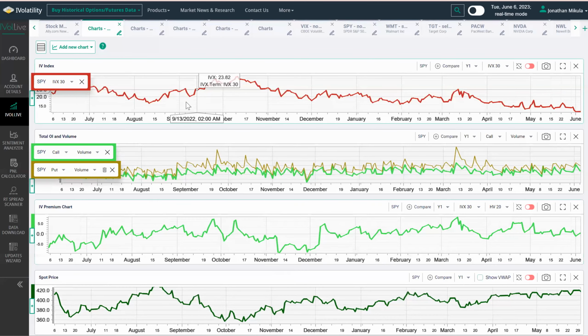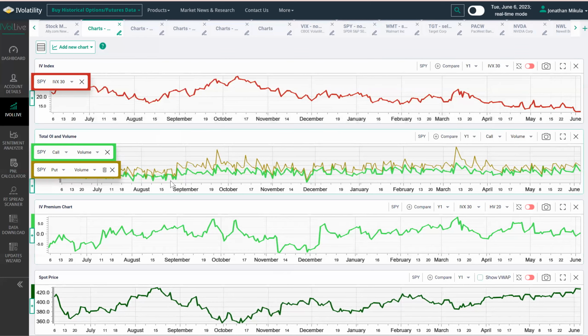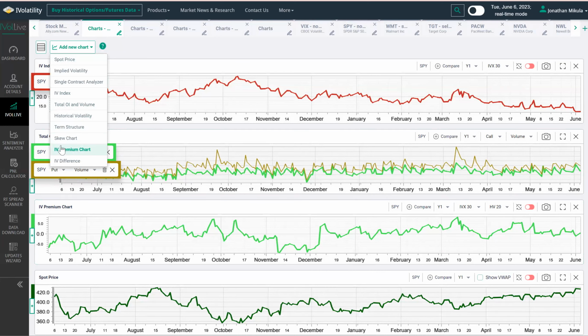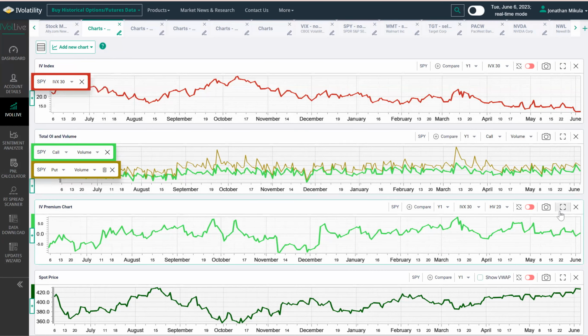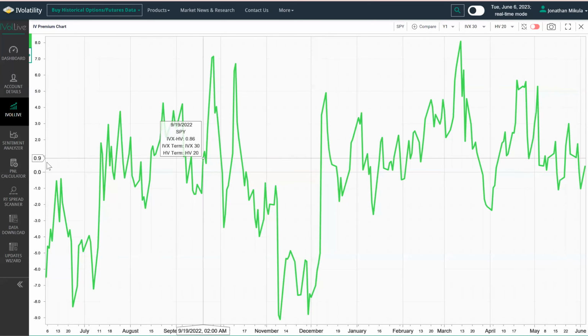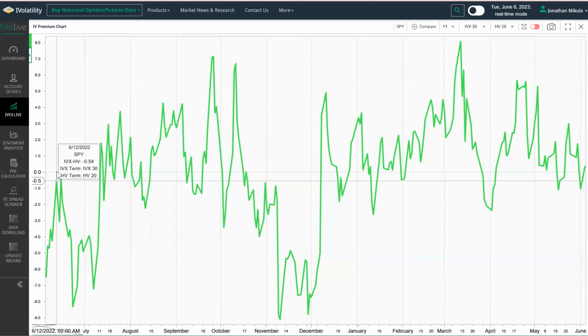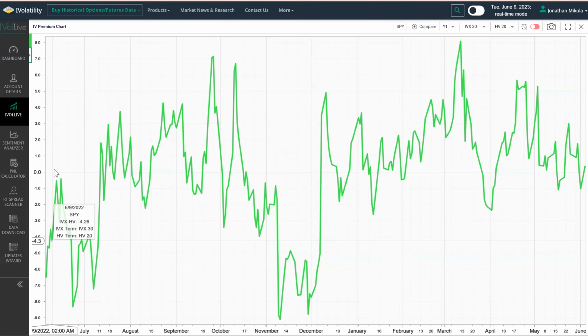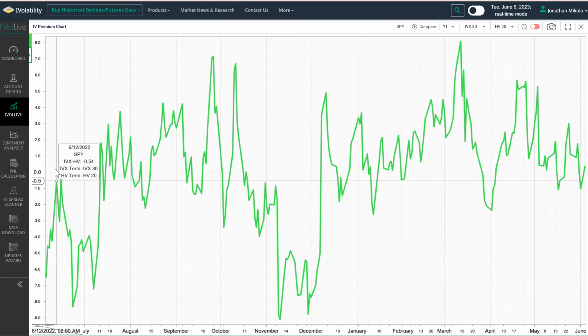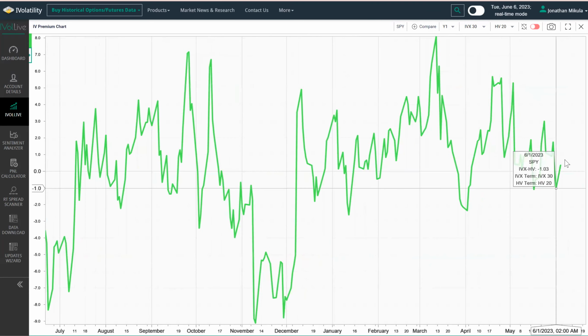So now I have that Big Mac view that I like of the SPY, and what's great about this is the IV premium chart, which is down here, our second to last option. On the IV premium chart, 0 is our dividing line, so this is kind of neutral. What this tells us is whether there is a premium in the future versus the past. Right now, the S&P is trading at an IVX, implied volatility minus historical volatility, of 0.36. What this tells me is past and future are looking very, very similar.